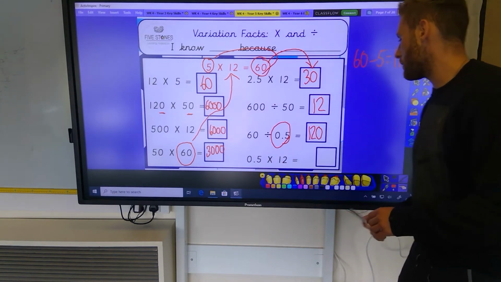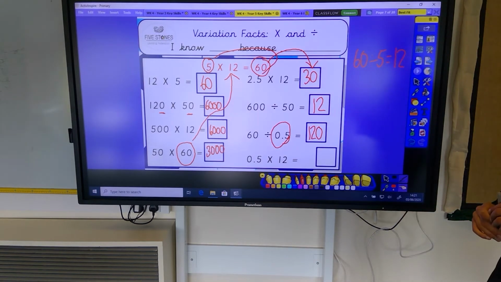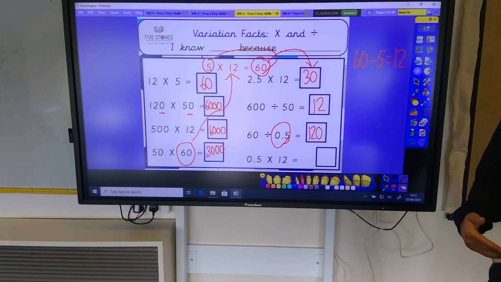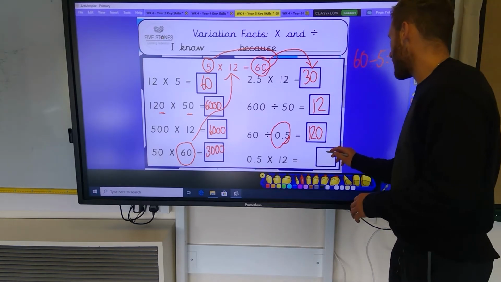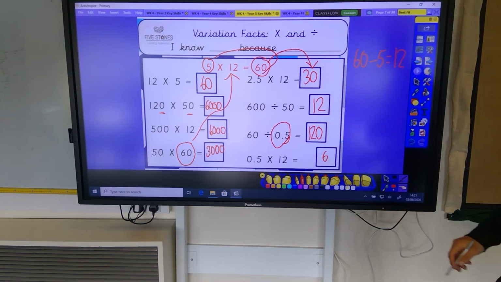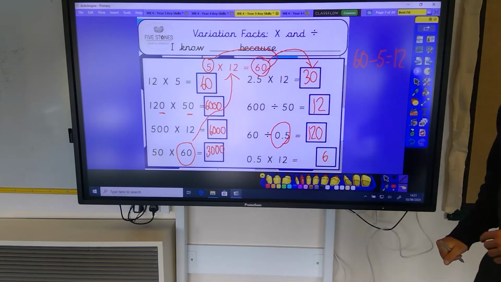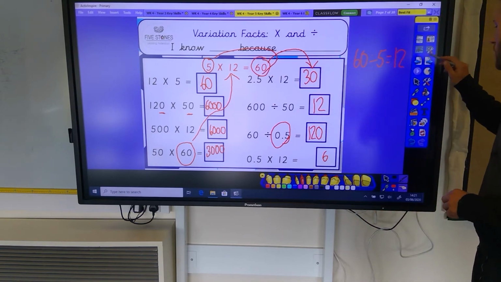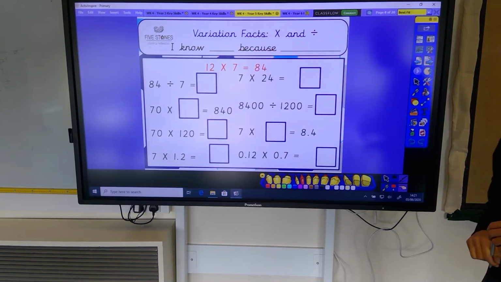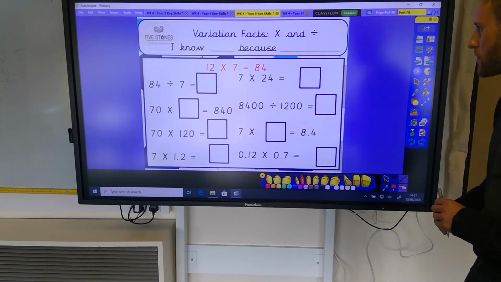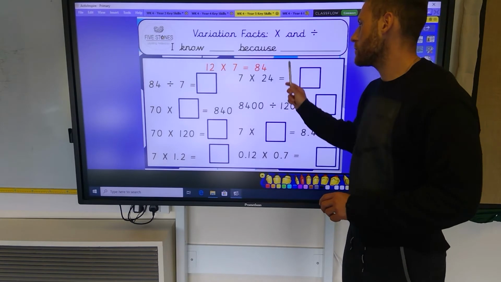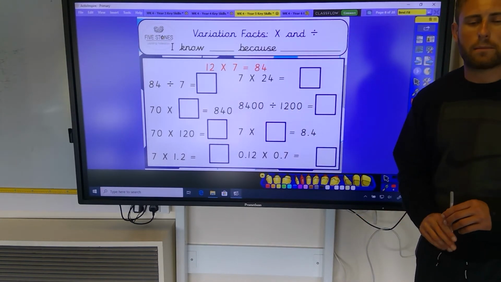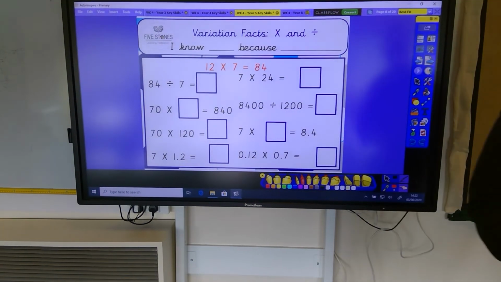Lovely, and then we've got 0.5 times 12. So that's half of 12. So half of 12 is actually going to be 6, as we can see our relationship links there. So fantastic work if you managed to solve those. Now we have a different variation fact for you. I would like you to use the red fact to figure out the other facts that are missing. Off you go.